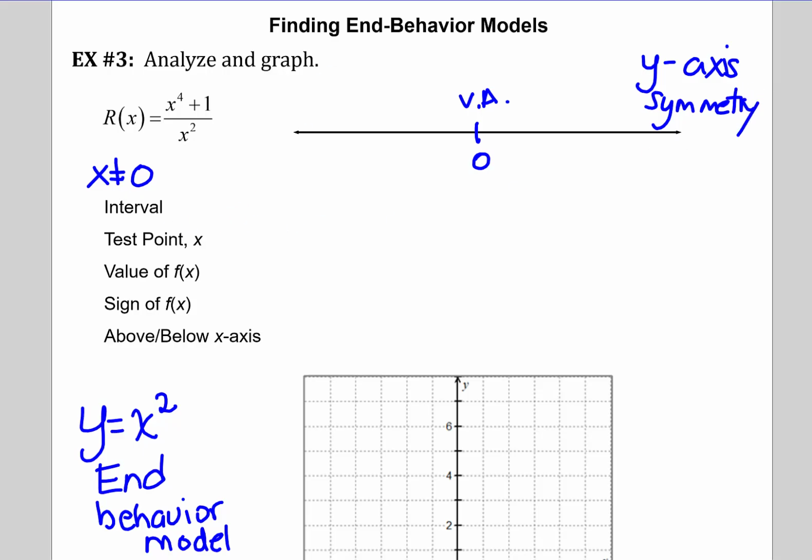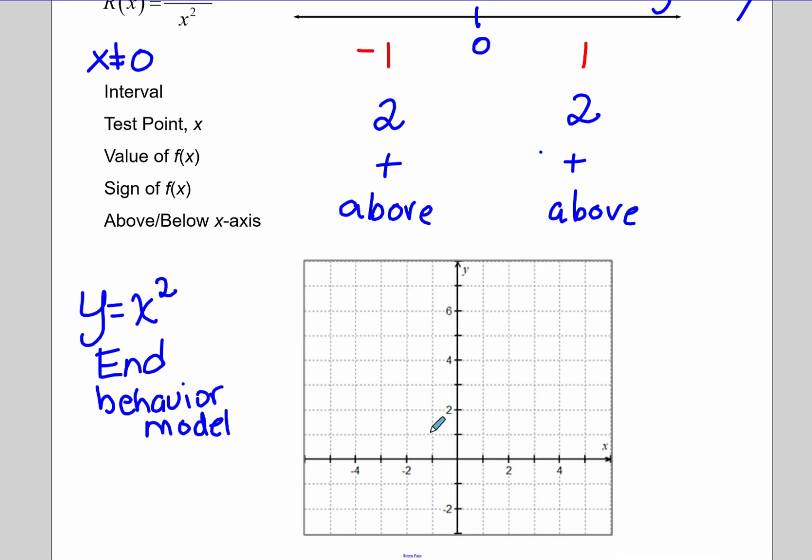And if I tested a point on either side, I could test -1 or +1 in the function. And by doing so, when you square a negative number and raise a negative to a 4th power, you're going to get 2 on both sides. They're both positive, which means our graph is going to be above the axis in both cases. And we have 2 points, (-1, 2) and (1, 2).